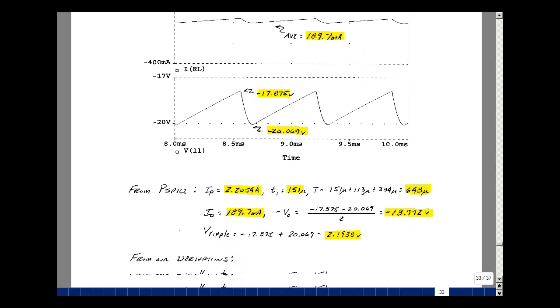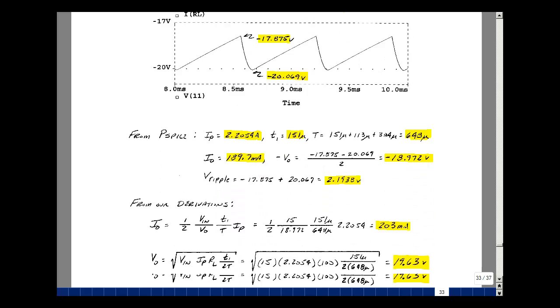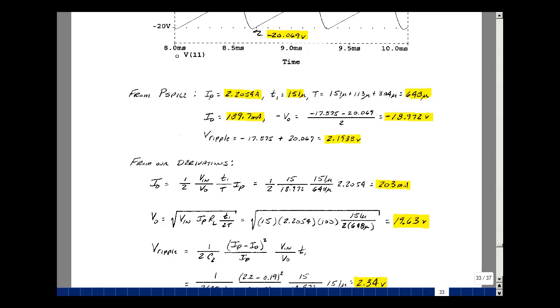Let's grab some of the numbers from our simulation and compare them with our formulas. So our peak in the simulation was 2.2054 amps. The time that the switch is closed is 151 microseconds, and the total period is 648 microseconds. The average current is 189.7 milliamps, and the average voltage is just taking the two peaks, adding them together, and dividing by 2, and that's going to be a minus 18.972. Lastly, the ripple is the difference of those two peaks, and it's a value of 2.1938.